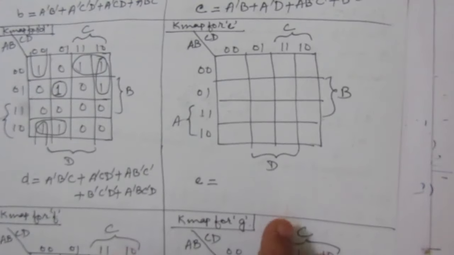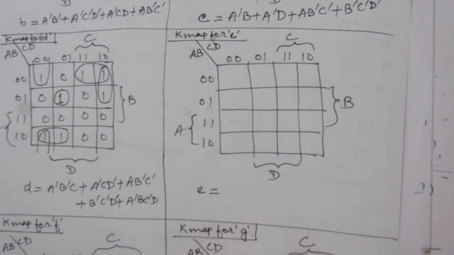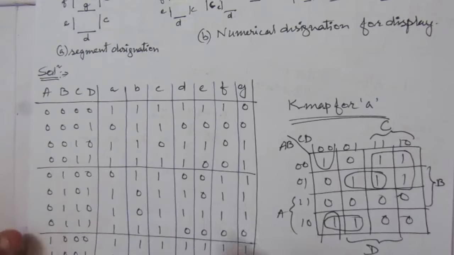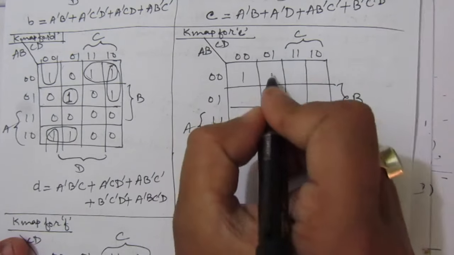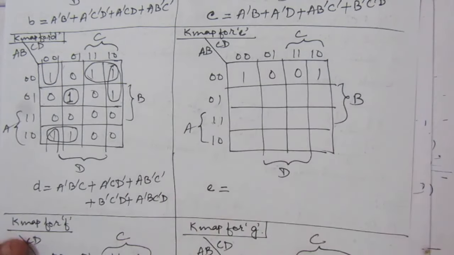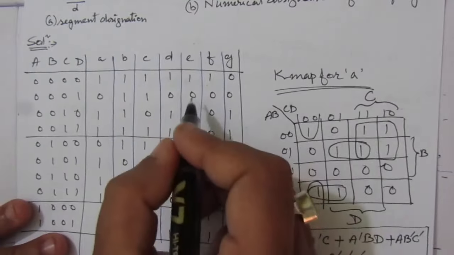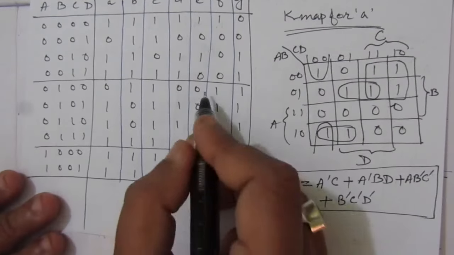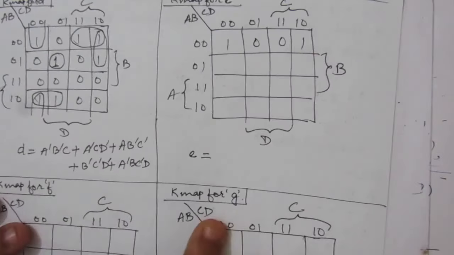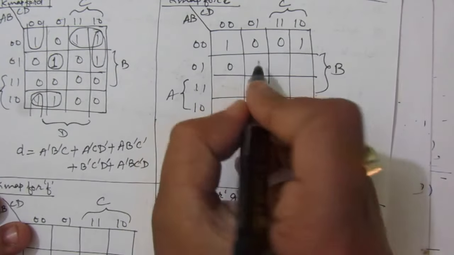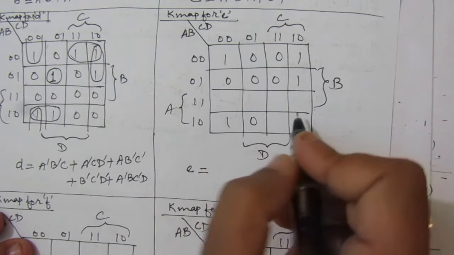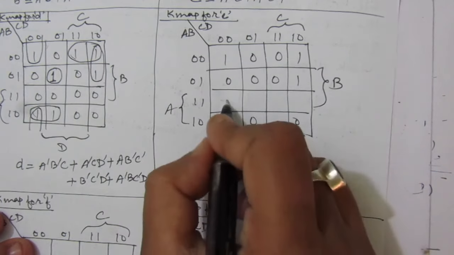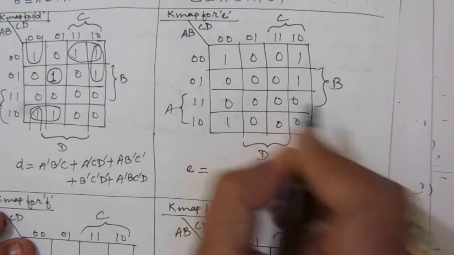Then we have to find out the Boolean expression for small e. Okay, now let us see the table. 1, 0, 1, 0, 0, 0, 1, 0, 1, 0, 1, 0, 1, 0. Then we have 0, 0, 1, 0, 1, 0, 0, 0, 1, 0, 1, 0, 0, 0, 0, 0, 0, 0.